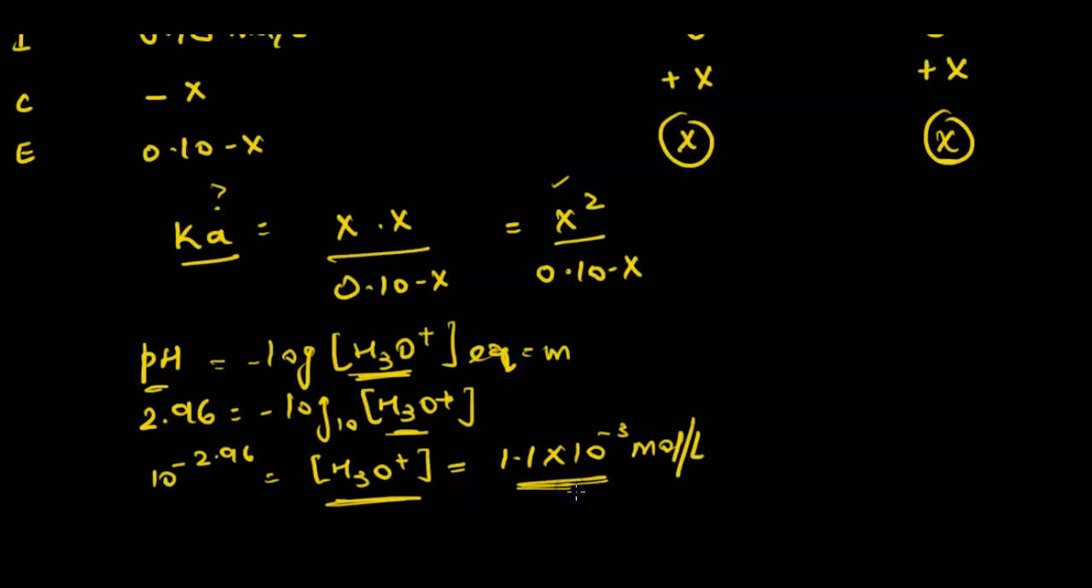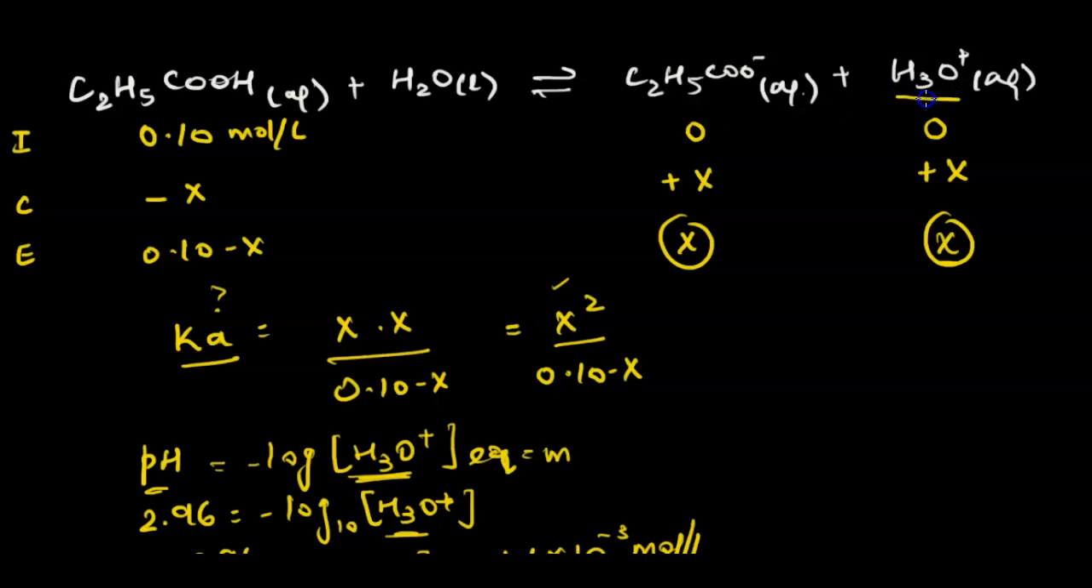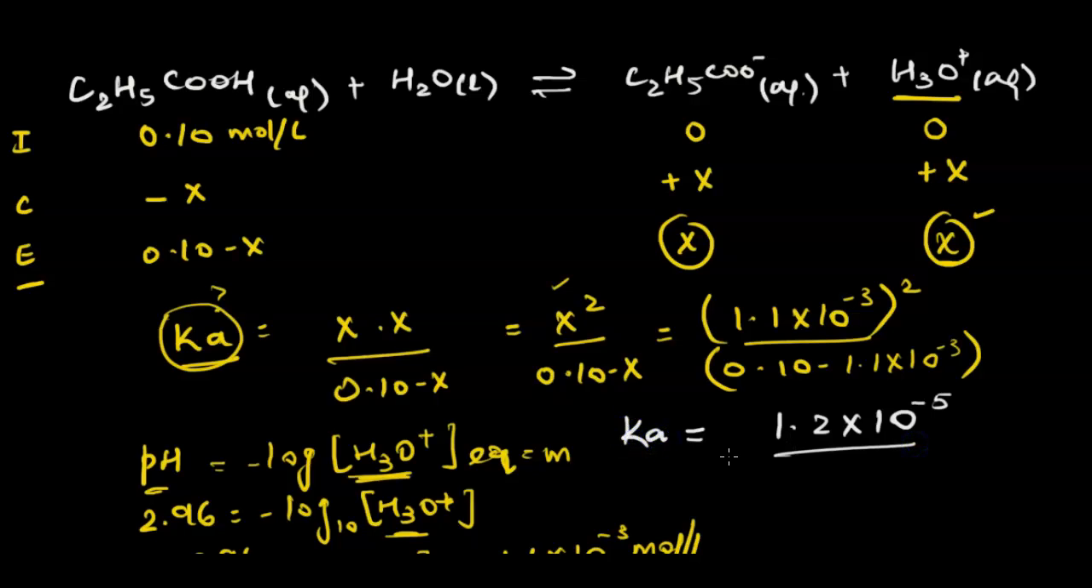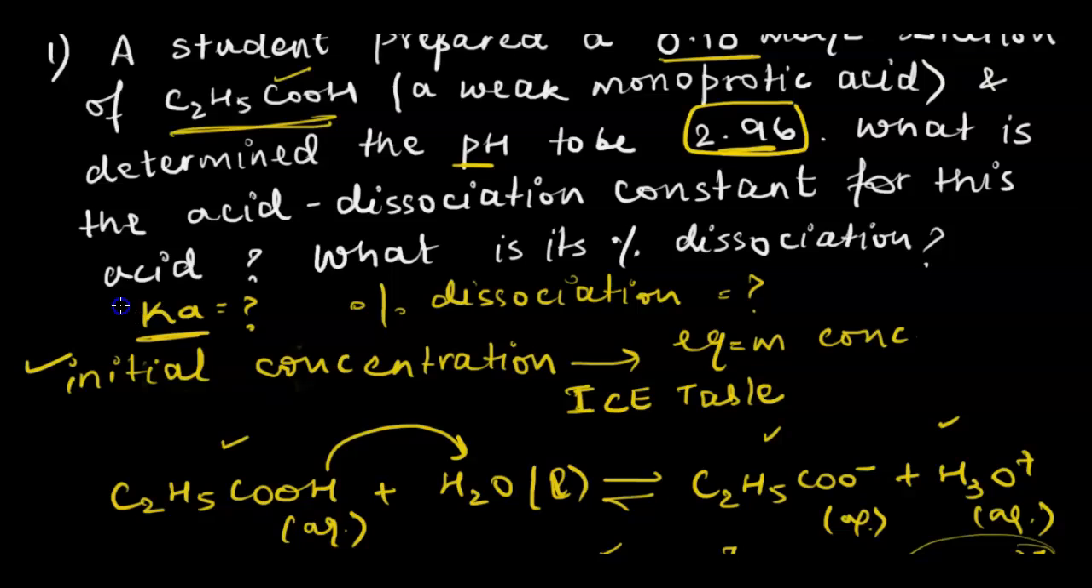Therefore, we can use this value as x, because hydronium ion concentration at equilibrium is x. So wherever we see x value in the Ka formula, we can substitute 1.1 times 10 to the power negative 3. There is a square on x here, so there will be a square here as well. We have 0.10 minus 1.1 times 10 to the power negative 3. When we put this all on the calculator, we get 1.2 times 10 to the power negative 5. And this is the value of Ka. Therefore, we have found out our Ka value. So this part of the question is done.